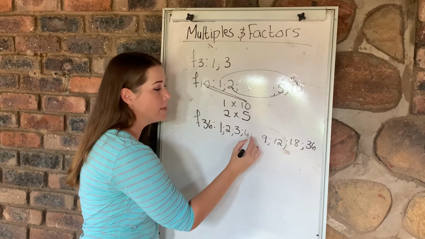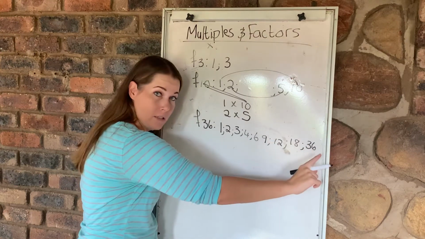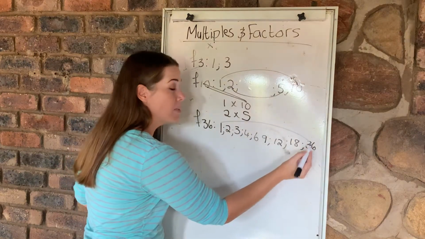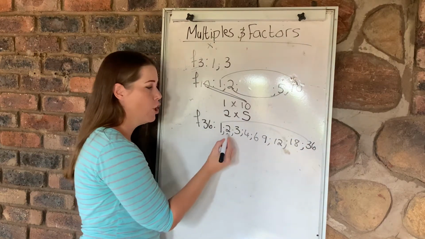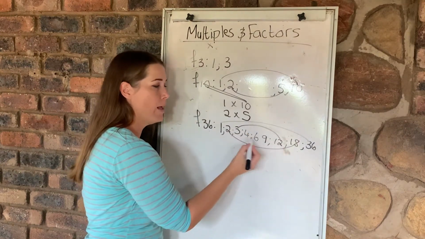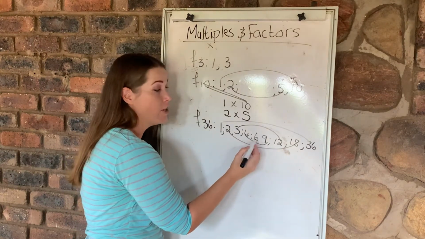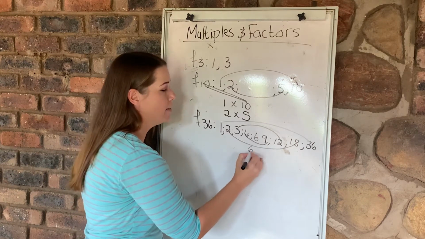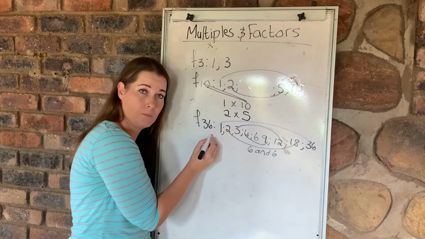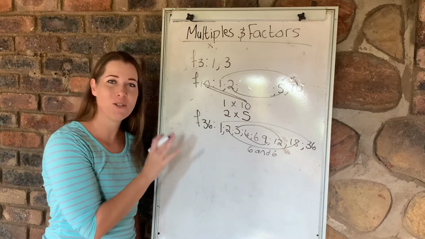But we only write the 6 once. We don't repeat numbers in the factors. But again, remember, factors work in pairs. So 1 times 36 will give us 36. 2 times 18 will give us 36. 3 times 12 and 4 times 9 will give us 36. Remember, if you get to the middle and you must write the factor pairs, you will write 6 and 6 because 6 times 6 will give us 36. That is multiples and factors, and that will be for grade 4 to 6.